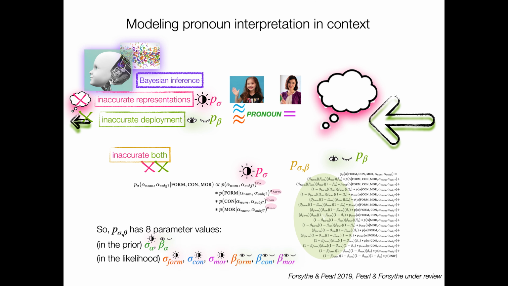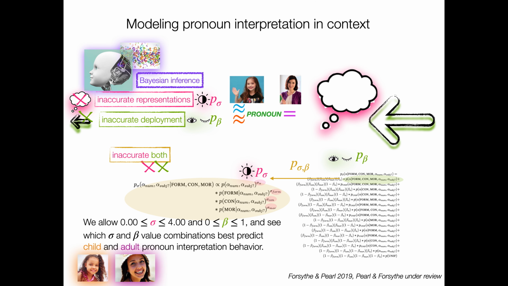So the inaccurate both model has 8 parameter values: a sigma contrast and a beta use parameter for each of our 4 information types, for 8 parameter values total. And we allow the same ranges as before, so sigma contrast between 0 and 4 and beta use between 0 and 1, and we see which sigma and beta value combinations best predict child and adult pronoun interpretation behavior.